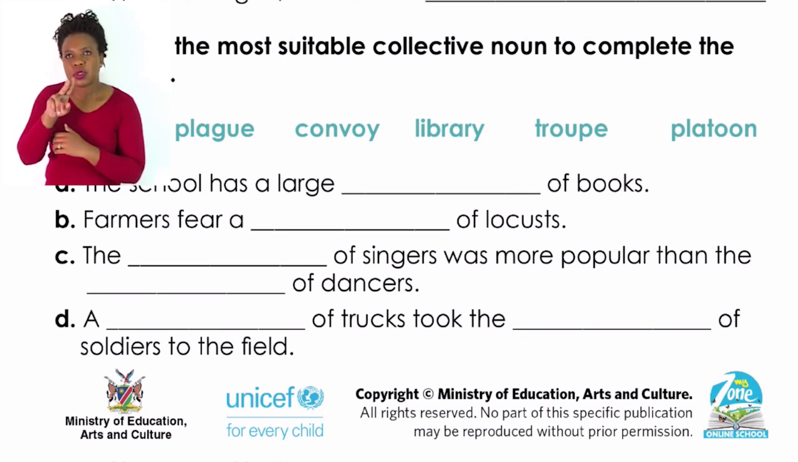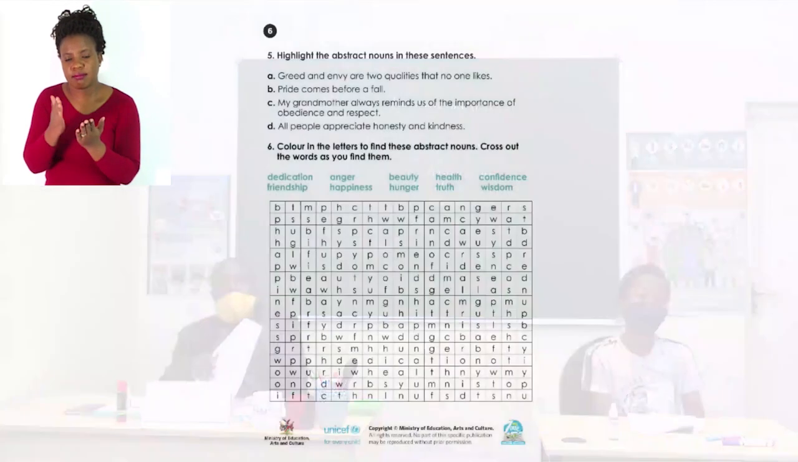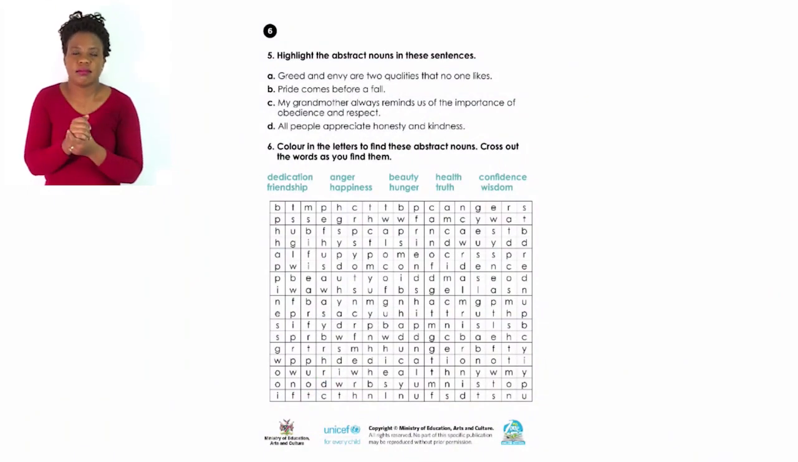Sentence A says, the school has a large dash of books. All right, that should be the school has a large library of books. So let us finish off the remaining sentences. Let's move on to page 6.